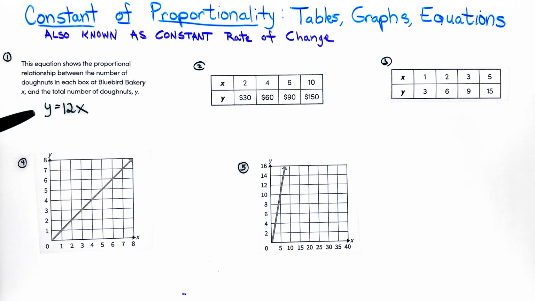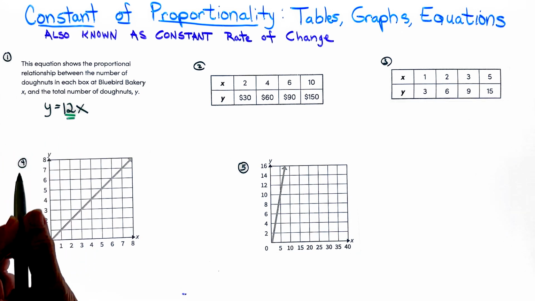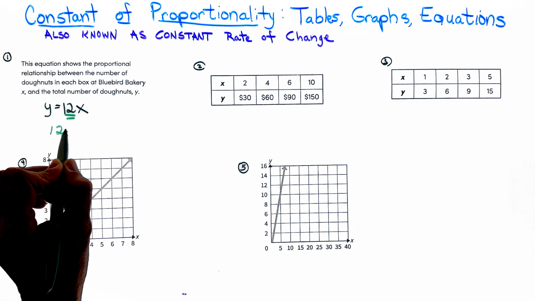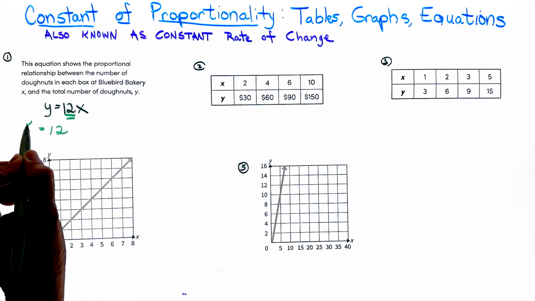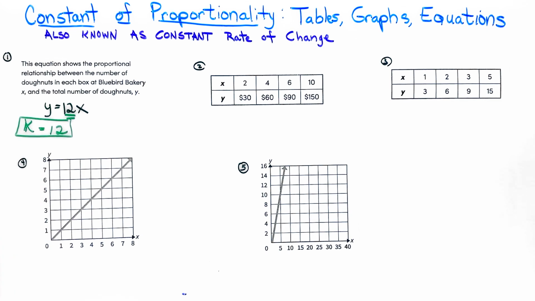So in this equation, it shows a proportional relationship between the number of donuts in each box at Bluebird Bakery, X, and the total number of donuts, Y. So we know that every box is going to have 12 donuts. And 12 is our constant of proportionality, and it can be represented with the letter K.